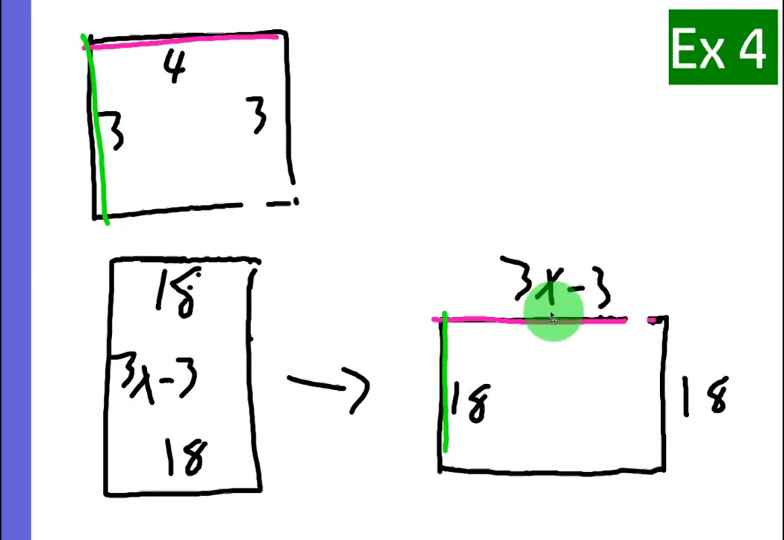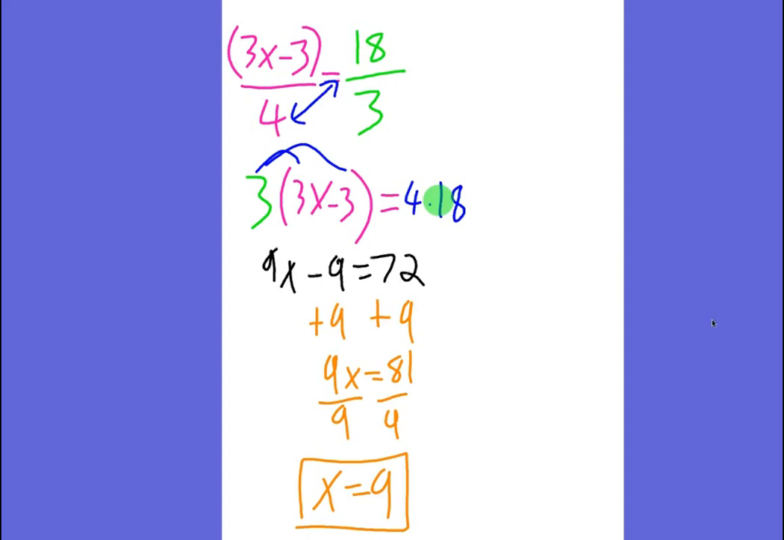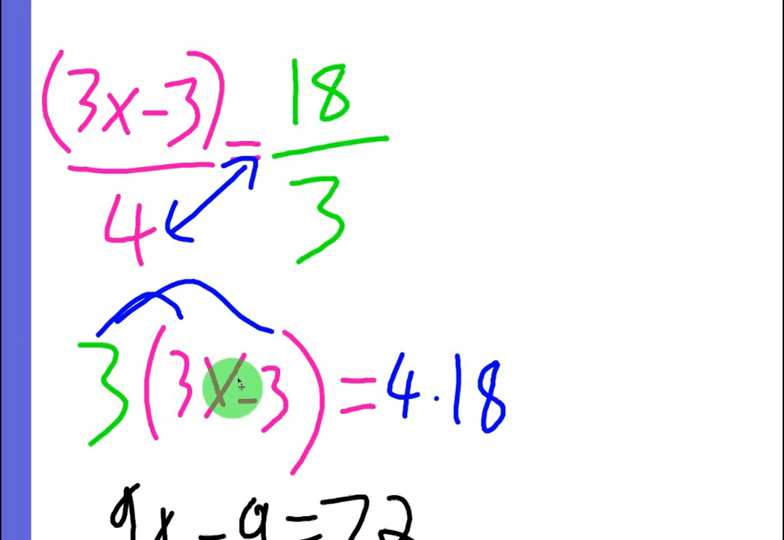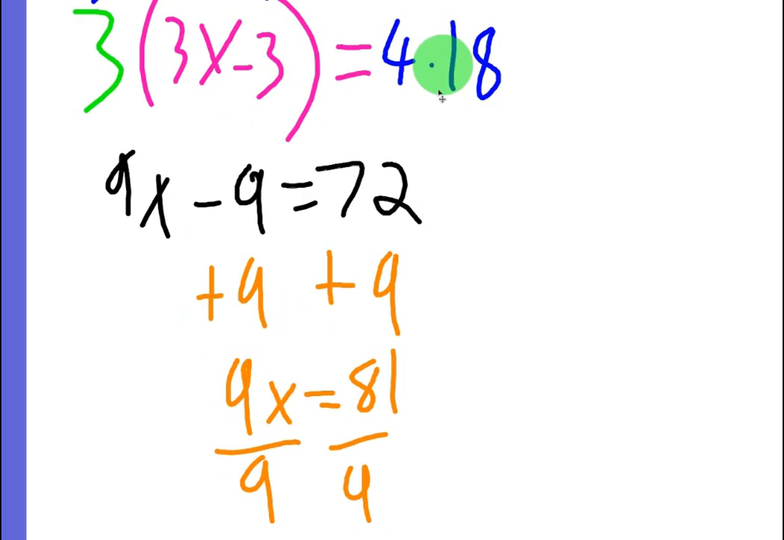Going on to example 4, we're solving for this x. I'm going to do the last step now, which is to distribute that. So we'll distribute the 3 to the 3x and the 3 to the minus 3. That will make 9x minus 9. And over here we have 4 times 18, which is 72. So we have 9x minus 9 equals 72. Add 9 to both sides. 9x equals 81. Divide both sides by 9.